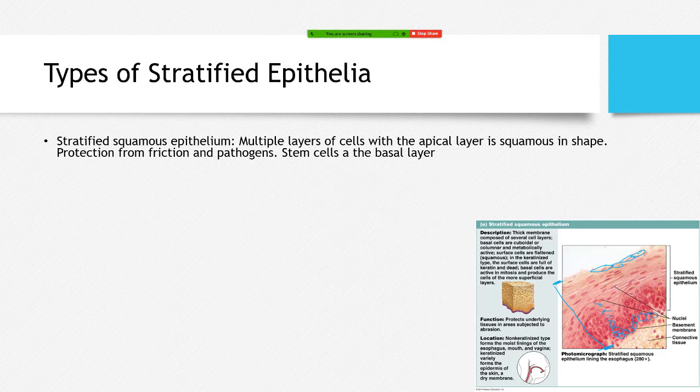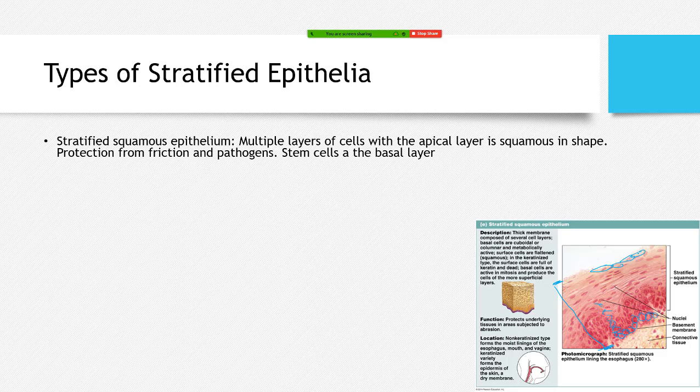Okay, good. Like we said before, when you have these stratified types of epithelial tissue, they're for protection purposes. So to protect us from, in this case, friction, and also pathogens. Pathogens, like bacteria or viruses coming in. So it helps us have this barrier against them.